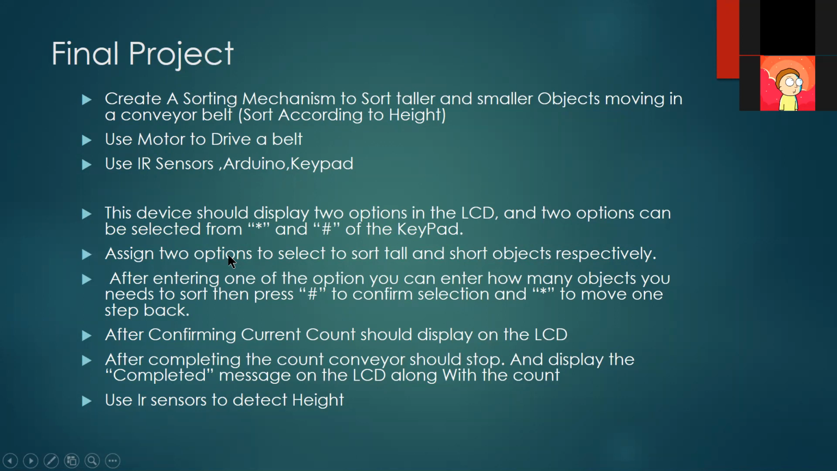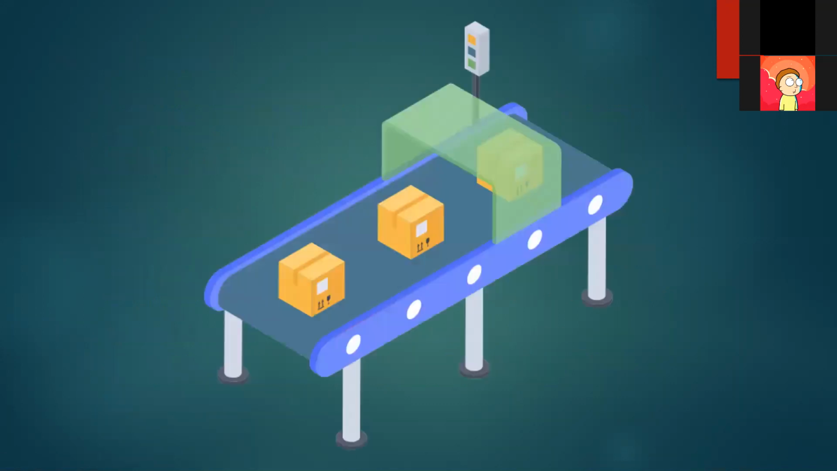There should be 2 options displayed on the LCD, like I said, that means select tall or small. This image illustrates the process, but like this one you have to sort according to the height, small or tall.